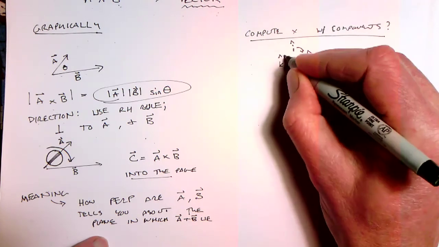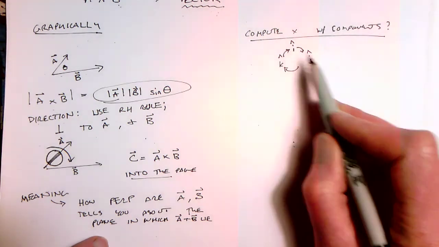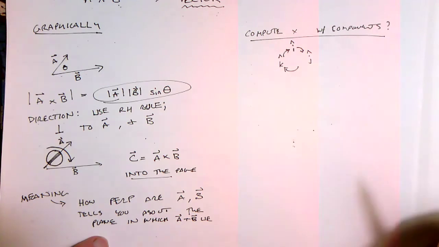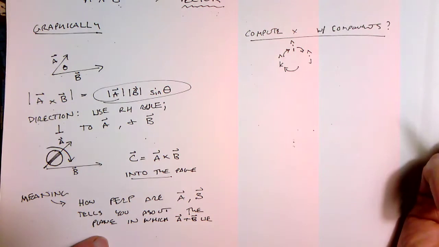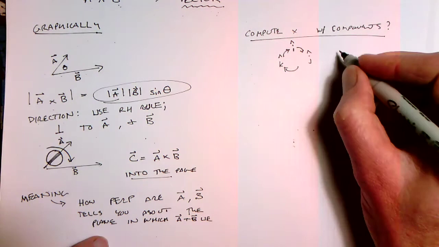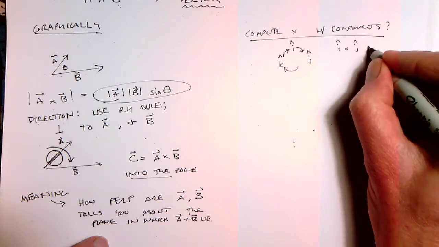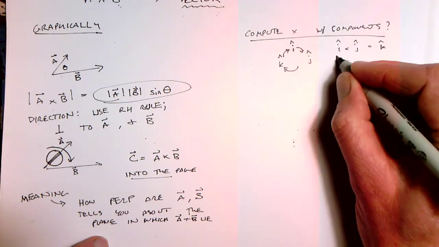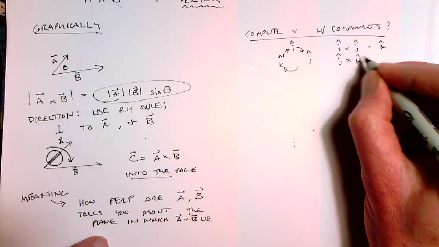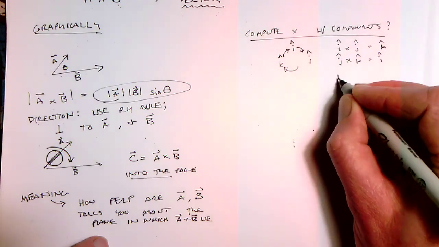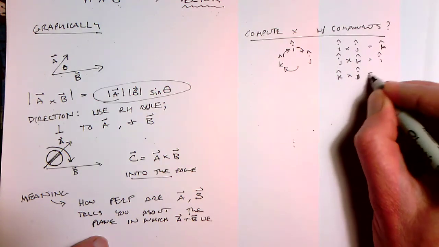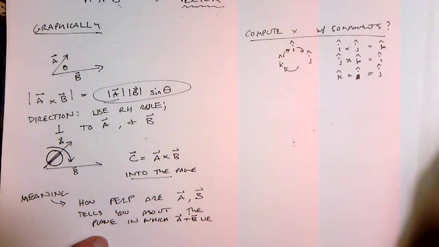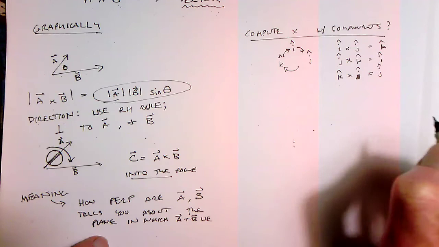So I'll first draw this little diagram. So we've got i hat, j hat, and k hat. And what this diagram tells you is the sort of directionality of the right-hand rule for cross products. So what this says is that i hat cross j hat is k hat, j hat cross k hat is i hat, and k hat cross i hat is j hat.